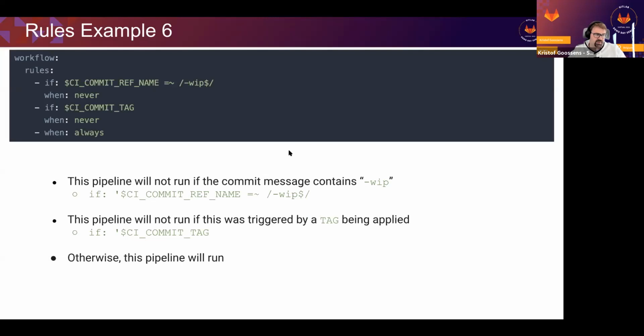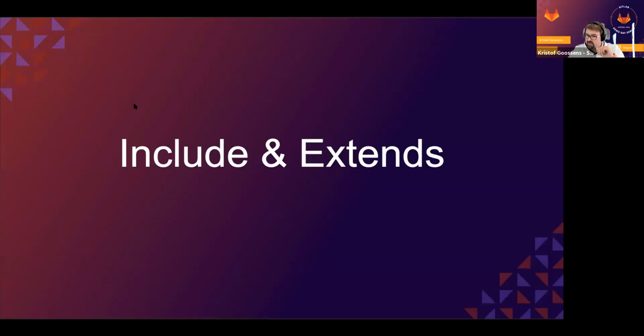And the last example over here is whenever the git ref name contains this keyword, -WIP, it's not running. If it's a git commit tag, it's not going to run. And in all other cases, even on failure, it's going to run. Right, so a couple of examples there.